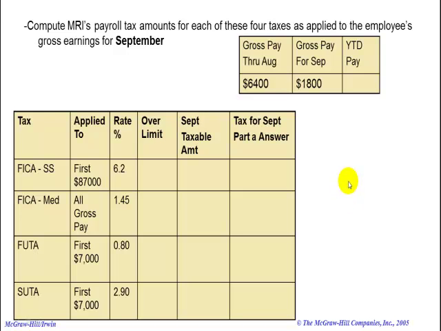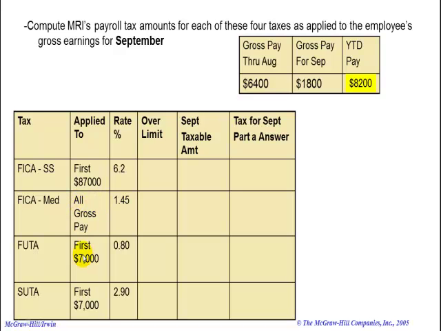So, first thing I'm going to do is look at what this employee has made year to date. Remember, this is part A of this problem. So year to date, $6,400 plus $1,800. The year to date pay is $8,200. And the first thing I'll do is look through here and see, has this employee gone over the limit with respect to any of these taxes? Well, no on Social Security, because that's the first $87,000. No on Medicare, because there's not going to be a limit on the amount of wages that you can earn to get out of paying Medicare taxes.